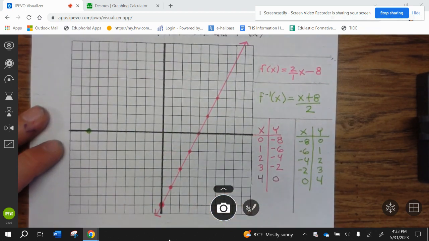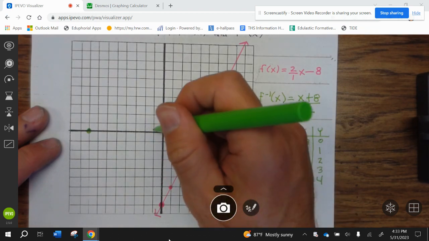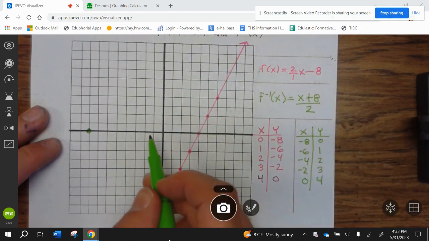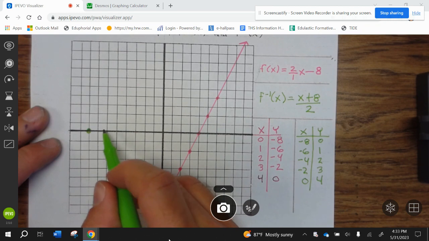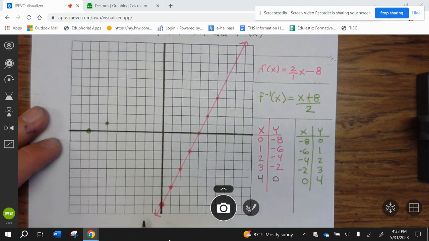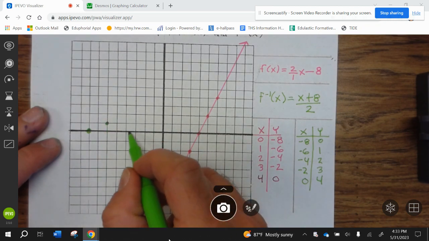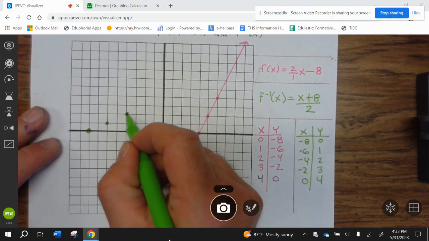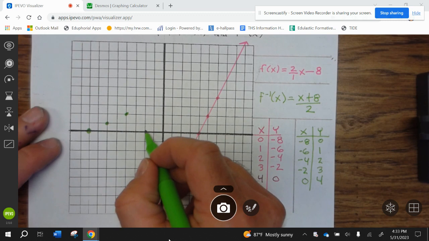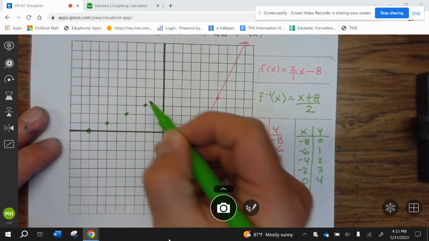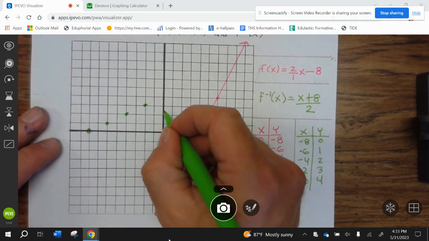1, negative 6. Oh, I'm sorry, negative 6. 1, 2, 3, 4, 5, 6. Negative 1, 2, 3, 4, 2. Negative 2. 1, 2, 3. 0, 1, 2, 3, 4.